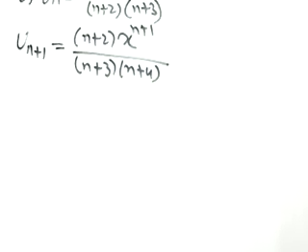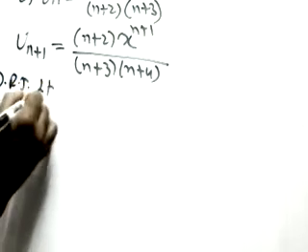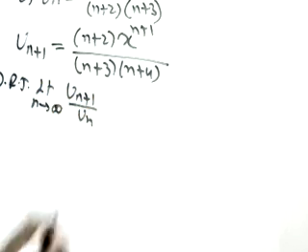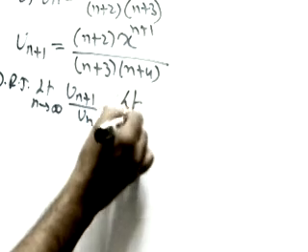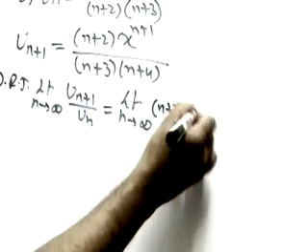So we have to start with, first we see D'Alembert's ratio test. D'Alembert's ratio test: we have to find limit n tends to infinity un plus 1 by un. So un plus 1 is this one. We have to write n plus 2.